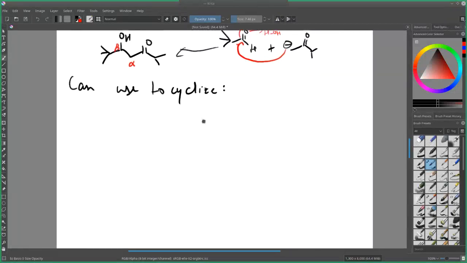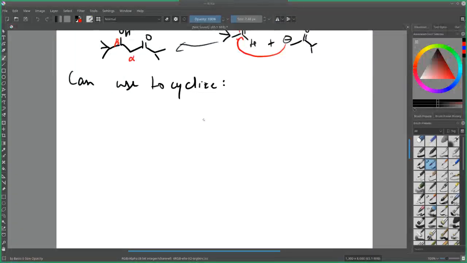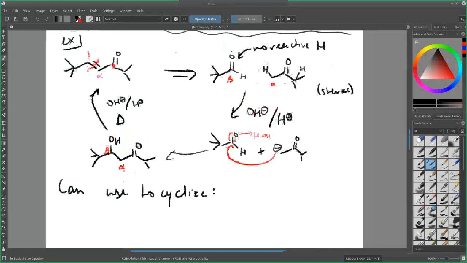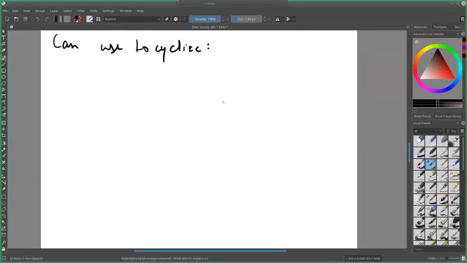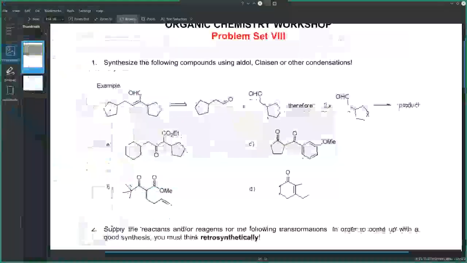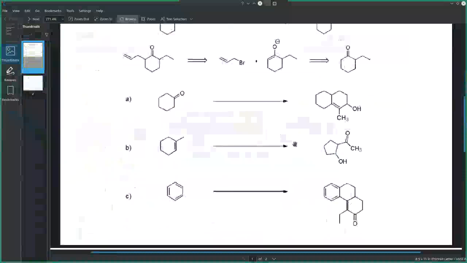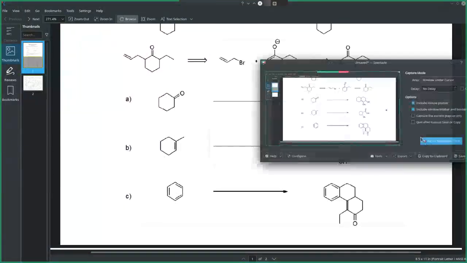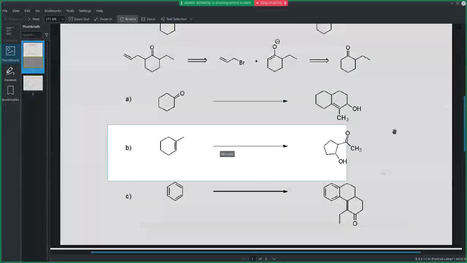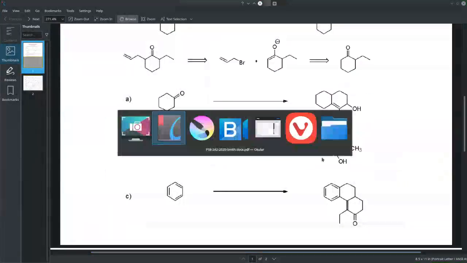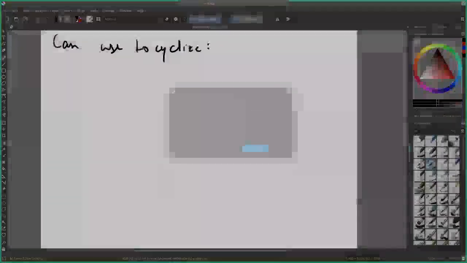Okay. It's the same reaction. It's just now you have both of these carbonyls on the same molecule. So instead of giving a random example for this, I will actually just pick one from this week's worksheet. So I will use problem 2b because it's actually precisely this. So let me take 2b and put it into this document.